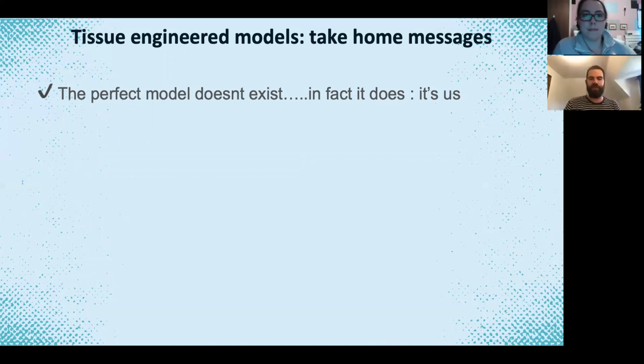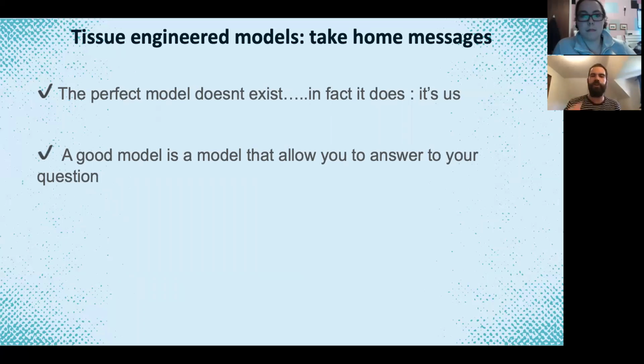I mean, the perfect model exists. If you want to study human biology, the perfect model is human, but you realize that you can't do everything in humans, right? It's just logic. So a good model is a model that allows you to answer your question.